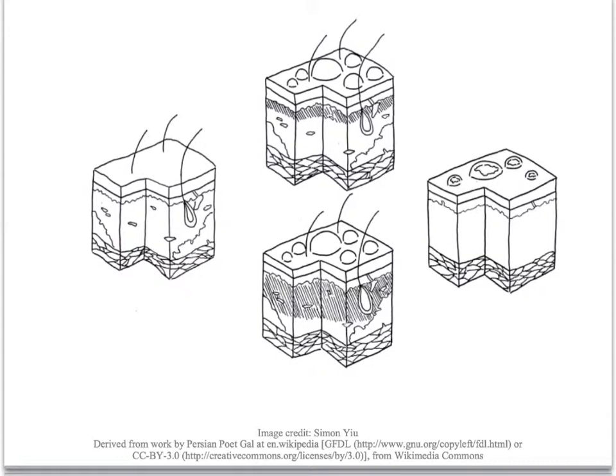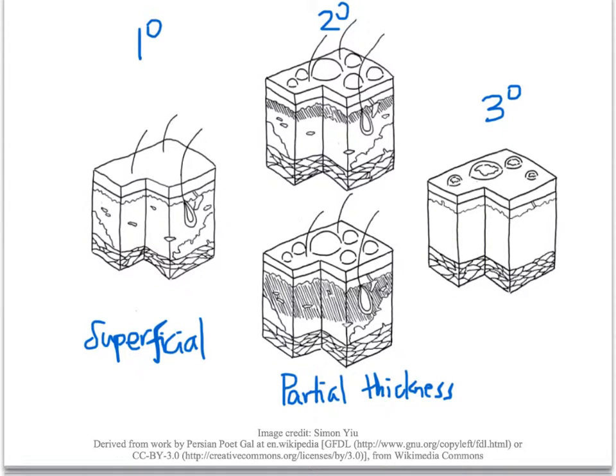Burn is traditionally classified based on the depth of the skin that's involved. It's classified into first degree, second degree, and third degree burn. This is the older classification. The newer classification separates the burn into superficial, partial thickness, and full thickness. They're actually quite similar, and we'll go through them one by one.